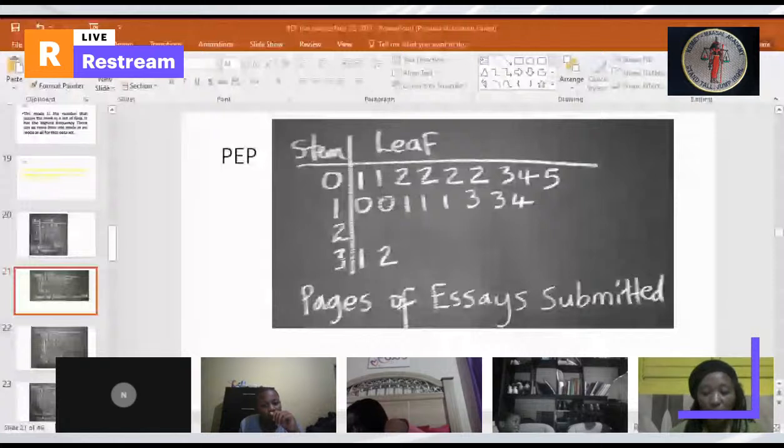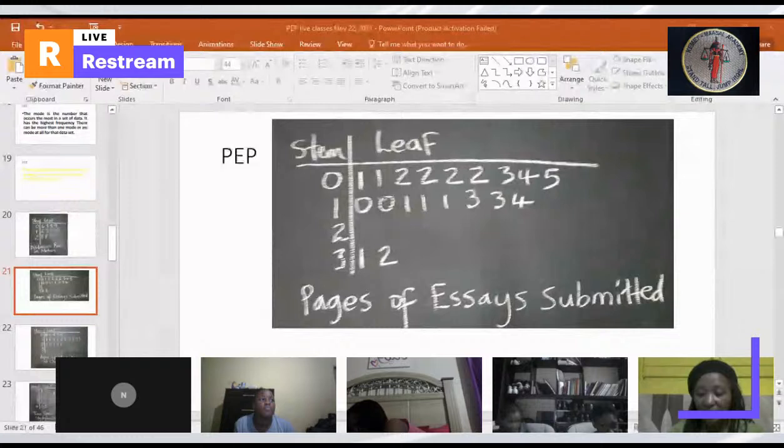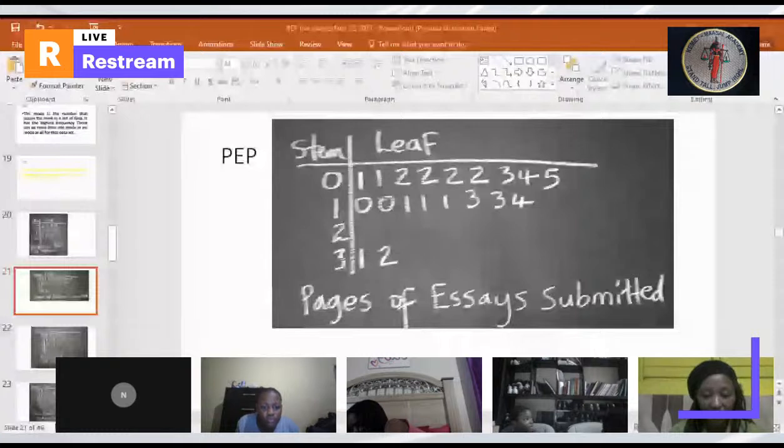The mode is the most frequent number. So there are 4 2s up there. The next one in line would be the 11. So there are 3 11s, but there are 4 2s. So 2 is the mode, and the range is to subtract the smallest number from the biggest number.